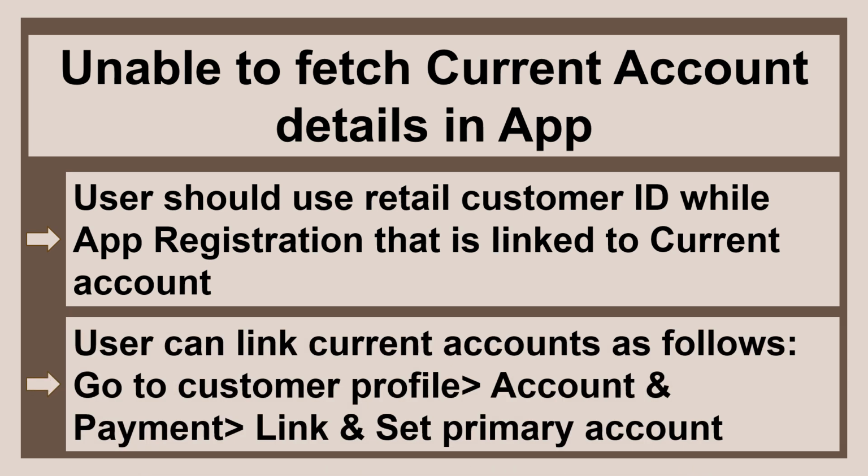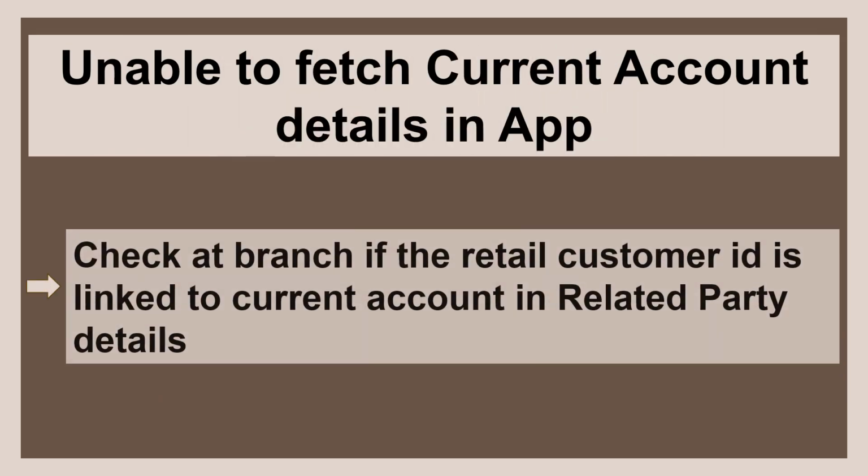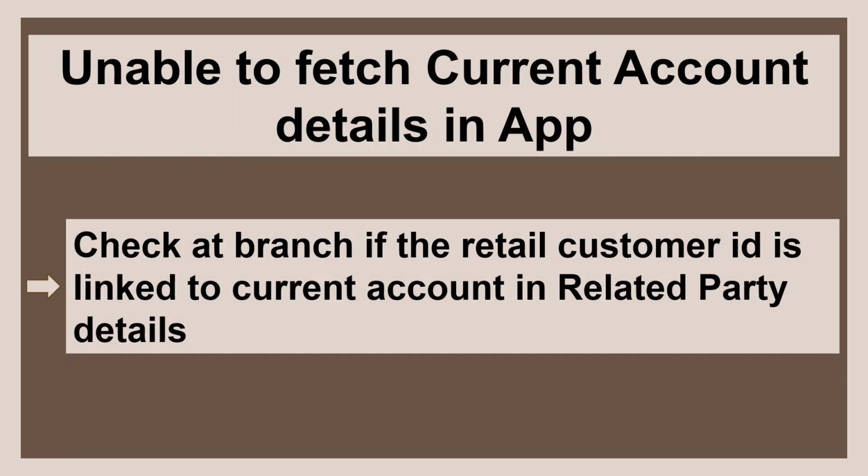Unable to fetch current account details in the app. Users should use the retail customer ID that is linked to the current account while registering the app. Users can link current accounts as follows: go to customer profile, account and payment, link and set primary account. Check at the branch if the retail customer ID is linked to the current account in related party details.